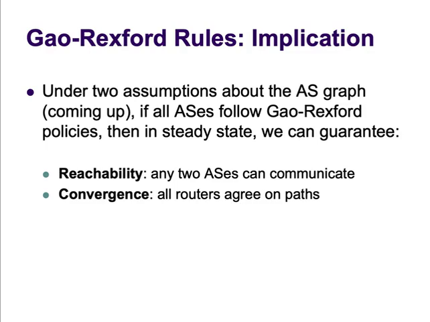So all these things we said about, each AS gets to implement their own policy, I can choose not to advertise a destination and so on. What this tells us is if you follow the Gao-Rexford rules, and under these two assumptions, which I'll get to in a minute, then we're reassured. We can make these pretty strong claims about reachability on the internet. And so what are those two assumptions?